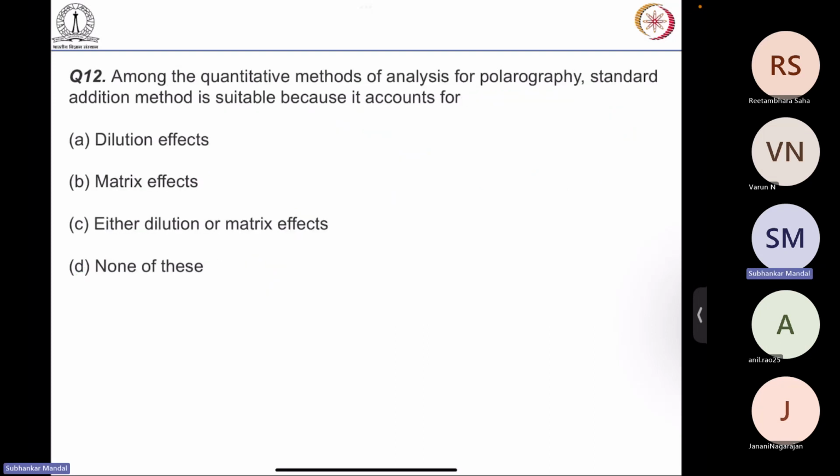So next question we can take: among the quantitative methods of analysis for polarography, the standard addition method is suitable because it accounts for dilution effect, matrix effect, either dilution or matrix, or none of these. I think last class also we discussed this.